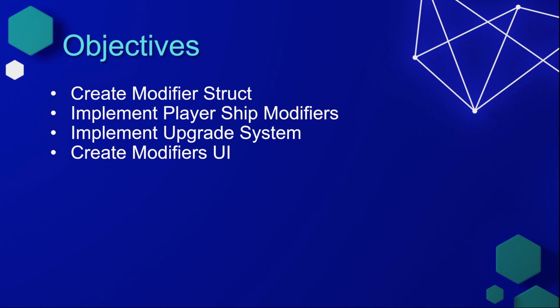In this lesson, we're going to create a modifier struct, and this is going to allow us to implement some player ship modifiers. And then we'll implement an upgrade system so that the player can upgrade their ship as they collect currency. And the last thing we want to do is just create a UI element for these modifiers, and that way the player can see the progression as they use their currency.